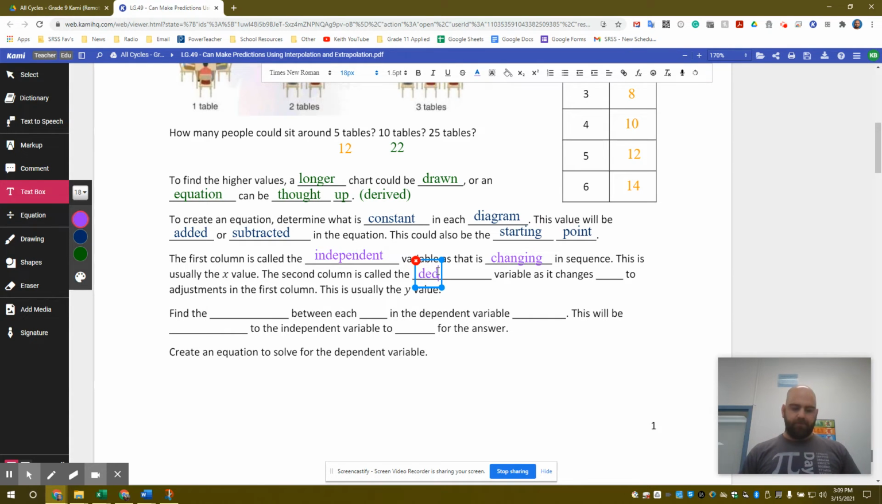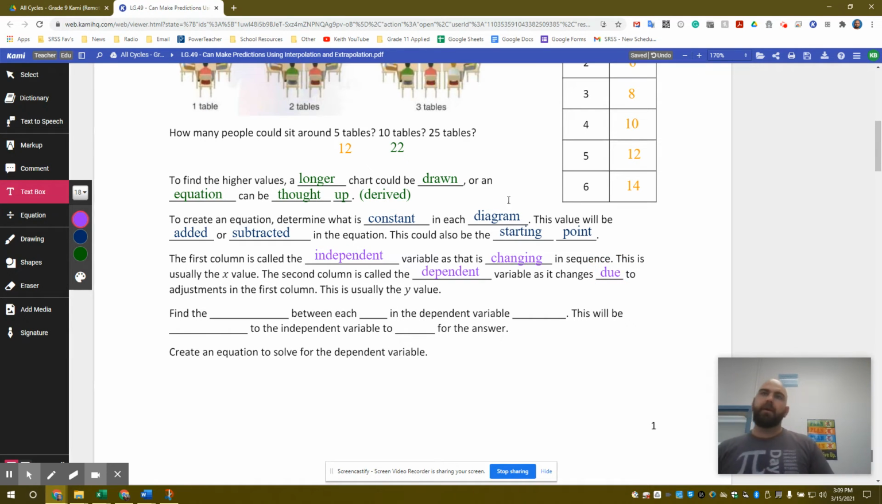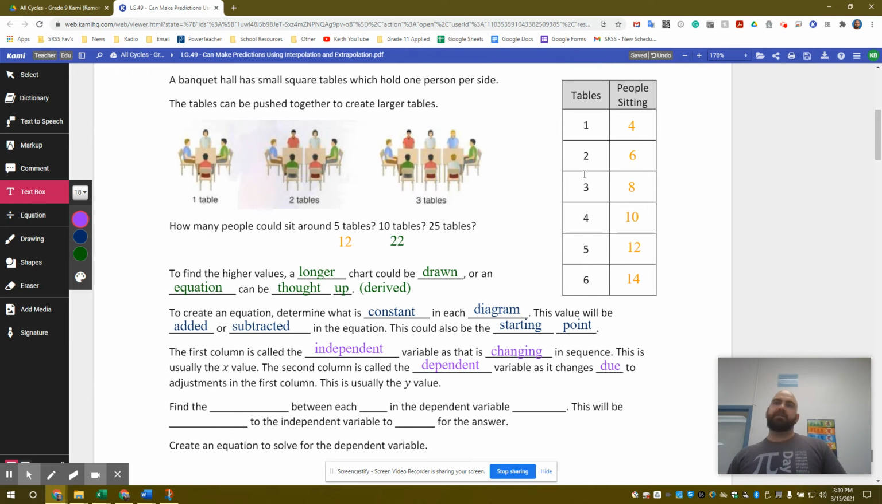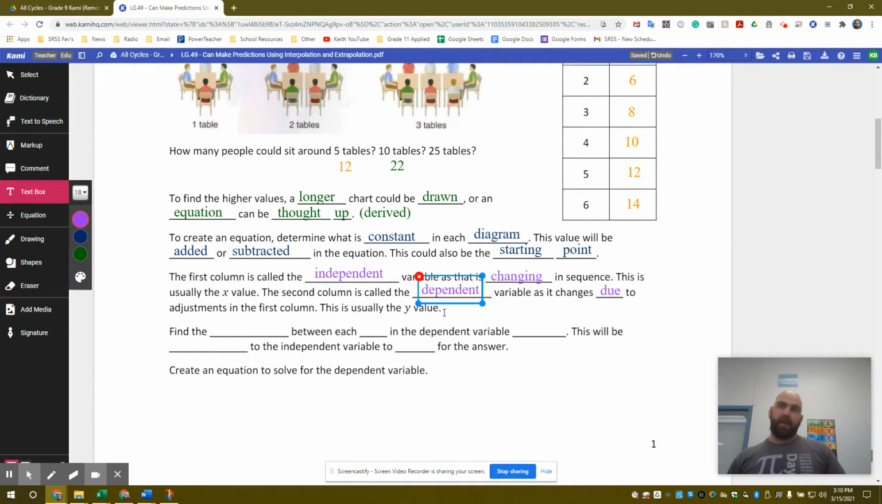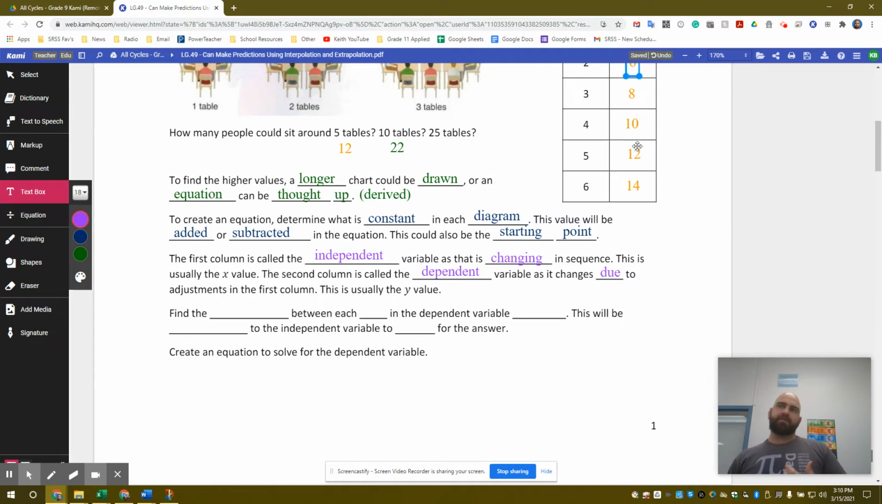The second column is our dependent variable, as it changes due to the adjustments in the first column. This is usually our y. So you'll notice here, for every table we add, we're going to add 2 more people. Extra table, 2 more people. Extra table, 2 more people. We took away a table, 2 less people. Okay, so that's how it's going to change. This column right here is dependent on what we do in x.